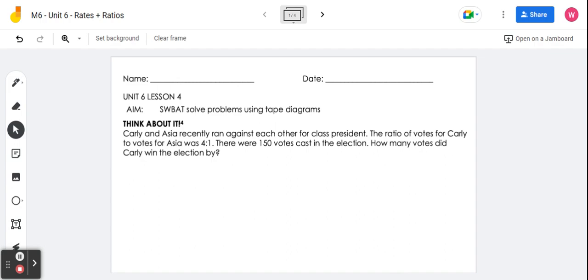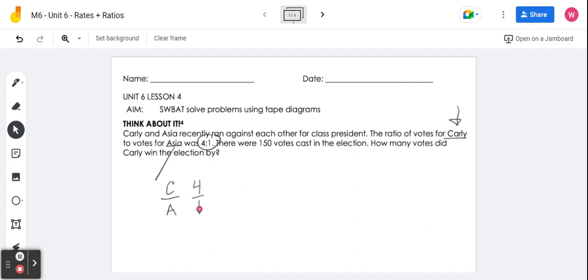If we take a look at our first think about it question, it says Carly and Asia recently ran against each other for class president. The ratio of votes for Carly. So we're seeing that first off, we have Carly. That's our first person or our first, as we talked about, unit. And then we have Asia. That's the second person or second unit. And we see that the ratio is 4-1. So I'm going to write C to represent Carly, A to represent Asia, and we're going to write 4-1.